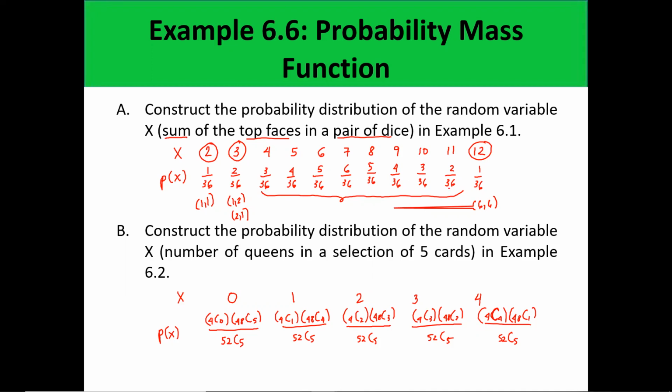Now for the second illustration, construct the probability distribution of the random variable x in example 6.2. Recall that in example 6.2, the random variable x represents the number of queens in the 5-card selection.